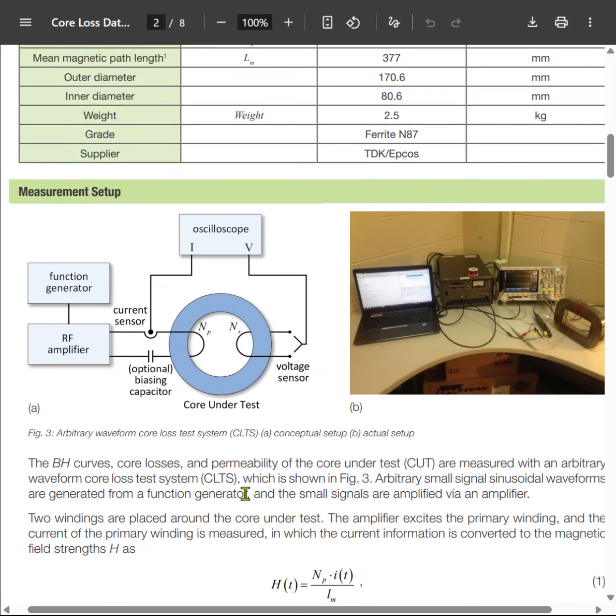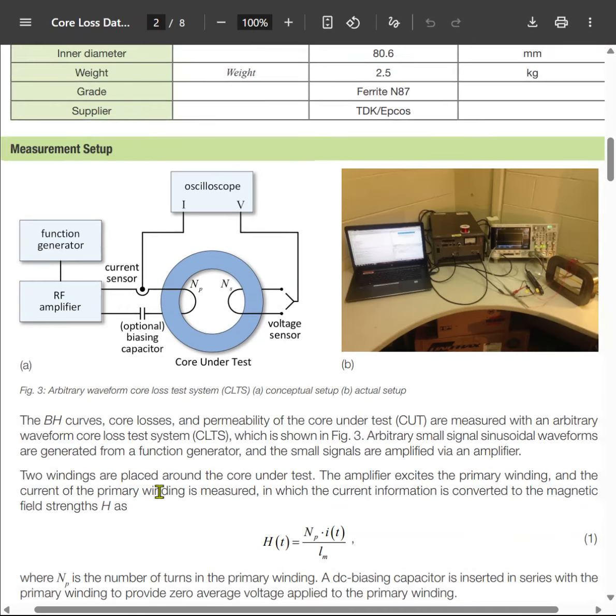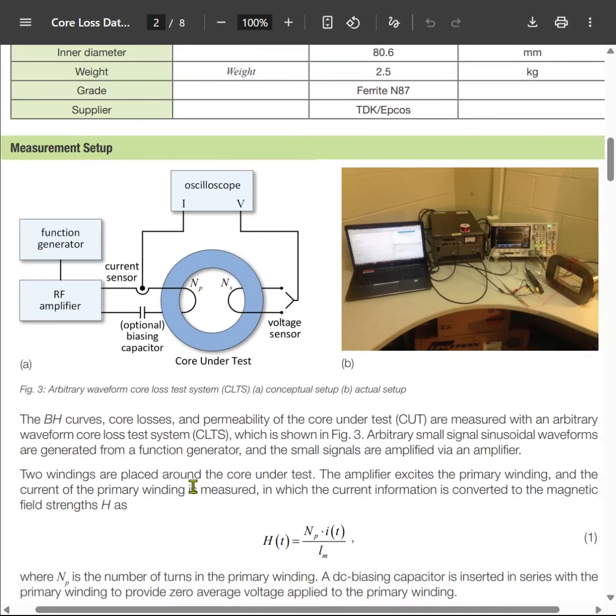If you are into an electrical lab, you can use this core to check it. This is the setup for it. You can connect a voltage sensor and current sensor with an oscilloscope, and use a function generator and RF amplifier, and that's the setup. You can use it to test the core.